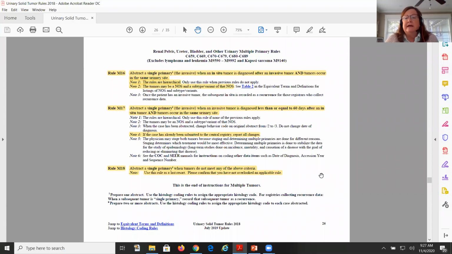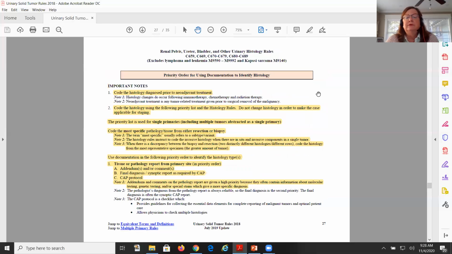And our last rule, our last multiple primary rule, is abstract a single primary when tumors do not meet any of the above criteria. Use this rule as a last resort. If you've come to M18, make a second pass through the rules to make sure that you have not skipped over a rule that applies to your scenario.